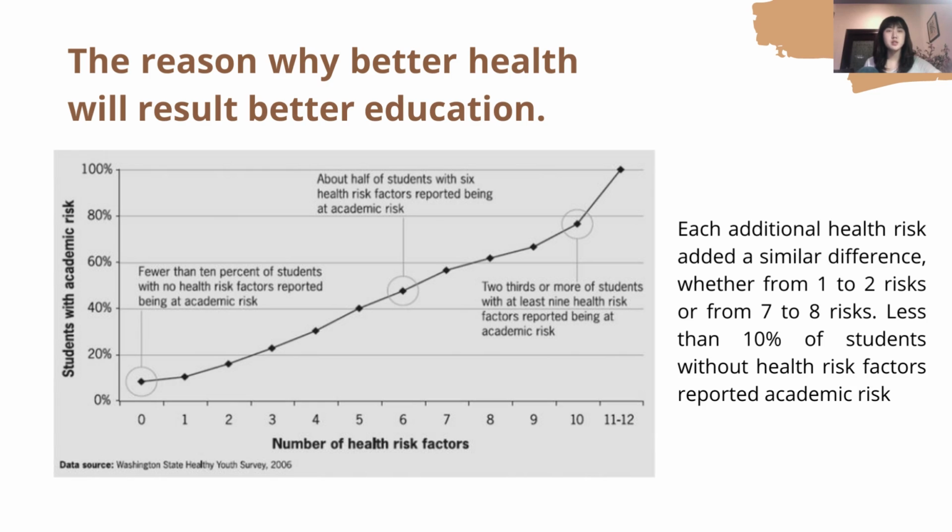According to this chart, the more health risks students face, the more likely they are to face academic risk. The rate of increase in academic risk was remarkably consistent. Each additional health risk had a similar difference, whether from 1 to 2 risks or from 7 to 8 risks. Less than 10% of students without health risk factors reported academic risk. About half of students with 6 health risk factors and 2/3 or more of students with at least 9 health risk factors are at academic risk.